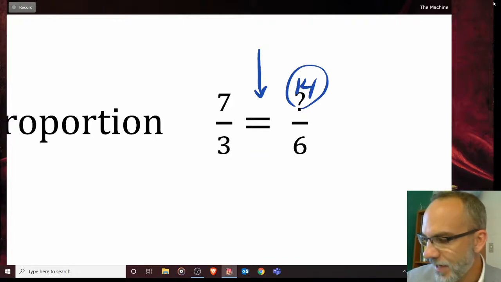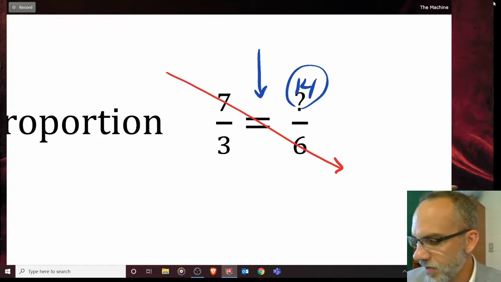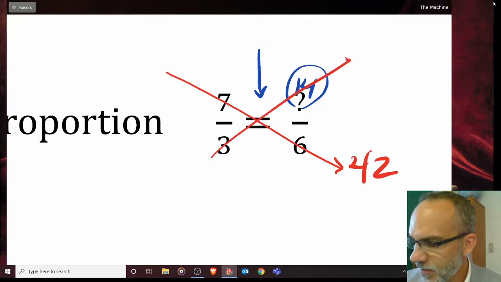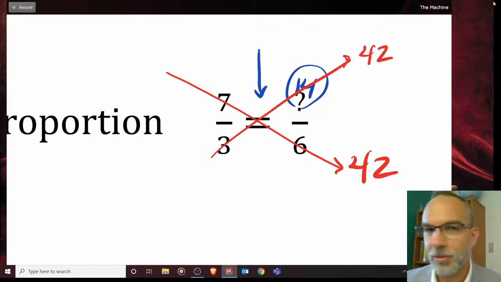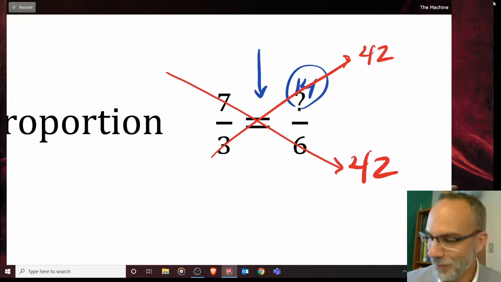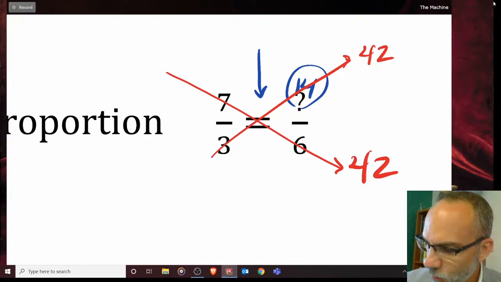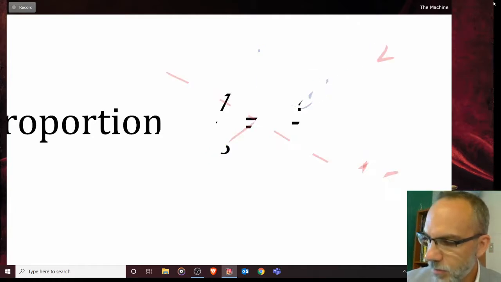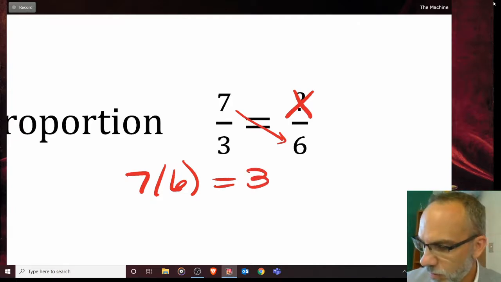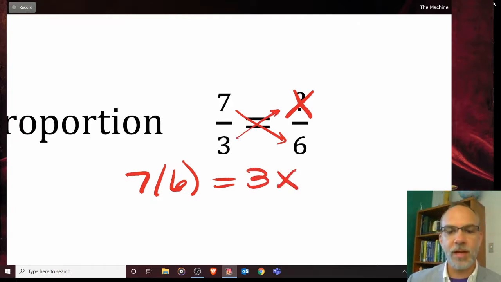Here's what's true. If I take the diagonals and I multiply them together, 7 times 6, 42. Guess what has to happen if I multiply these together? 3 times 14, 42. 42 is the answer to everything, right? So this is the property of proportions, that the cross products have to be equal. So how do I solve it then? I solve it maybe by putting an x right here, and then I just set the cross products equal. 7 times 6 has to be equal to 3 times x, and then you just solve it algebraically.